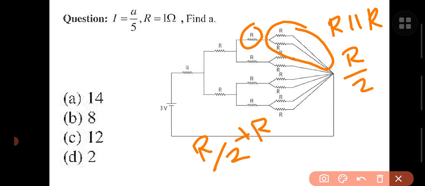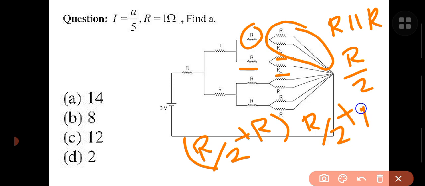And similarly the other combinations are, and in this branch we get R by 2 plus R. These two are parallel.